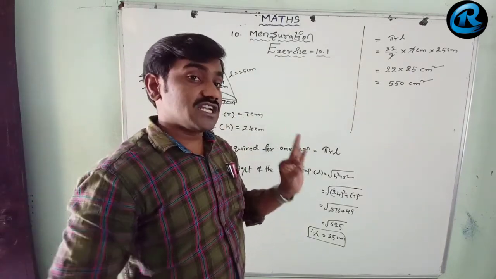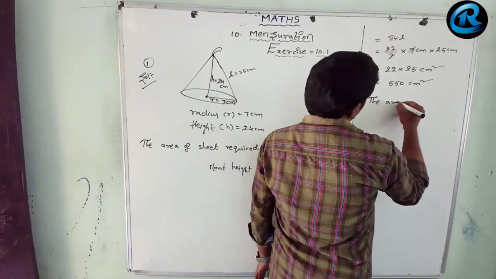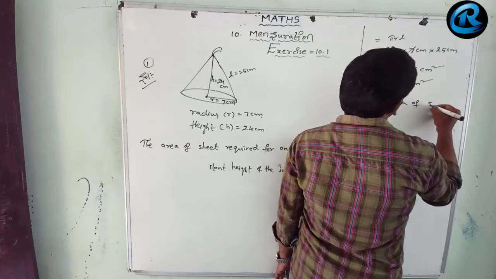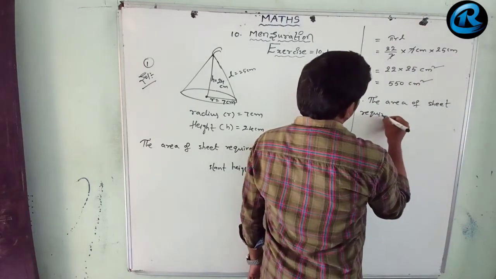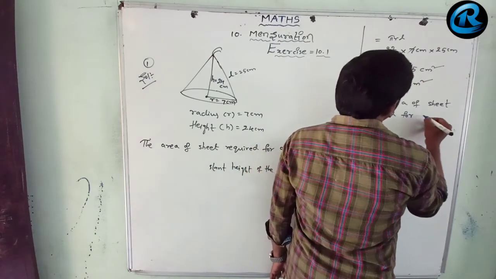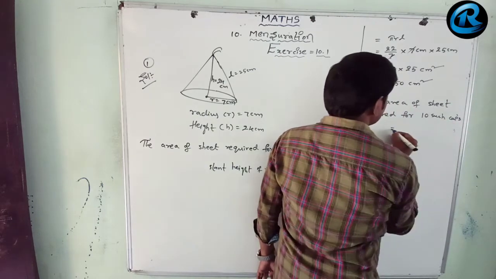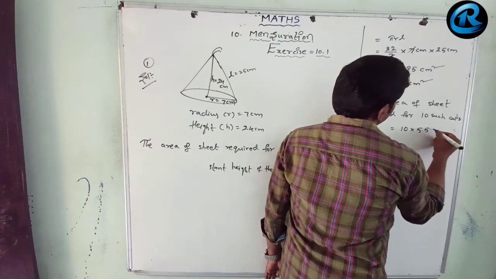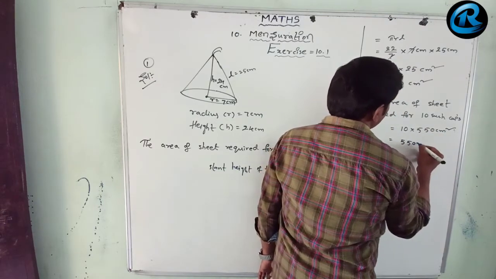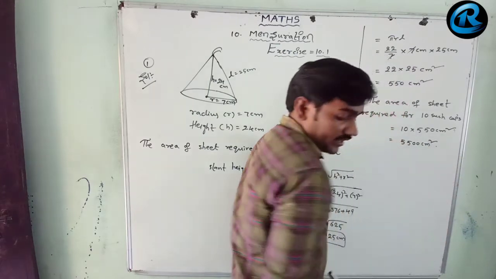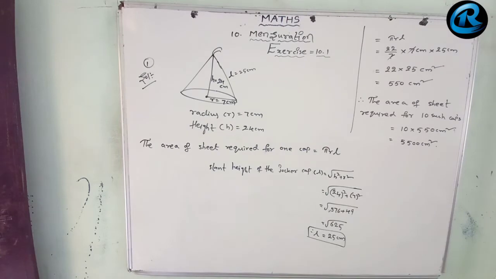But the area of sheet required for 10 joker caps: the area of sheet required for 10 such caps is equal to 10 into 550 cm square. 10 into 550 gives 5500 cm square. I hope you understood this problem clearly.